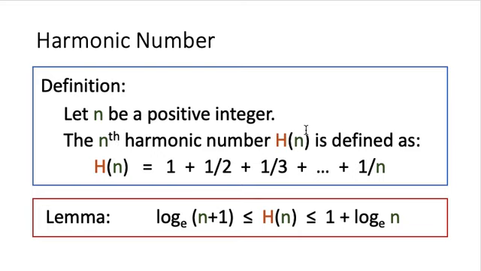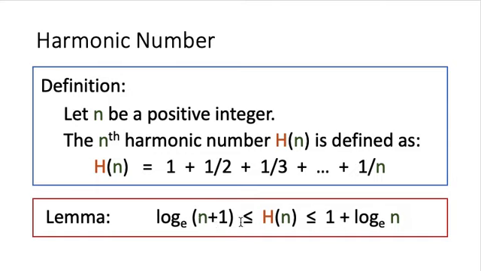We use H(n) to denote this number, the sum of 1, 1/2, 1/3, and so on and so forth, up to 1/n. And here, we want to get a closed bound for this H(n). We want to show that H(n) is bounded closely by the natural log of (n+1) and 1 plus the natural log of n.